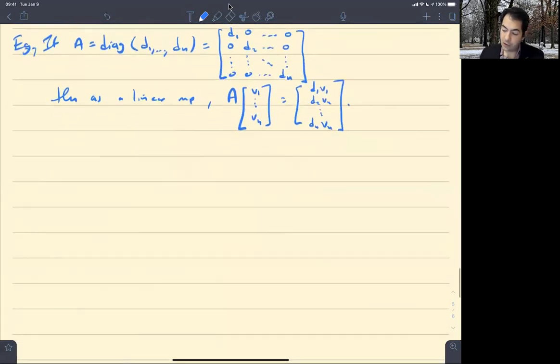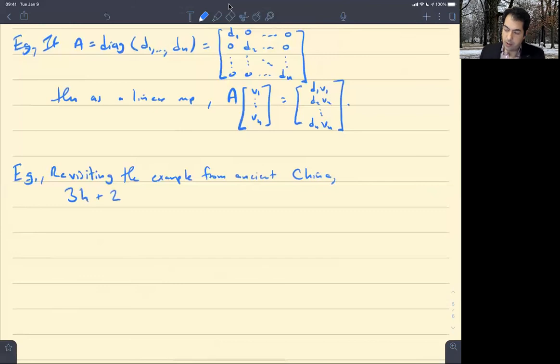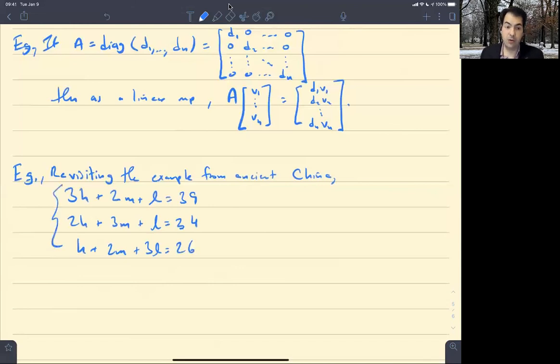Okay, now let's go back to what we talked about the first class, revisiting the example from ancient China. Remember, this one was the equation 3h plus 2m plus l equal to 39, then we had the equation 2h plus 3m plus l equal to 34, and then we had h plus 2m plus 3l equal to 26. So we have this system of linear equations.